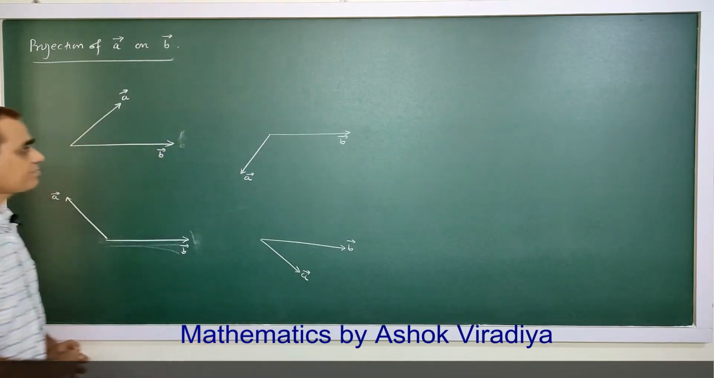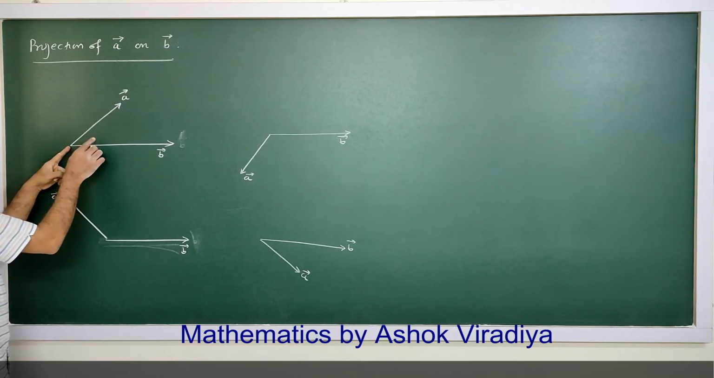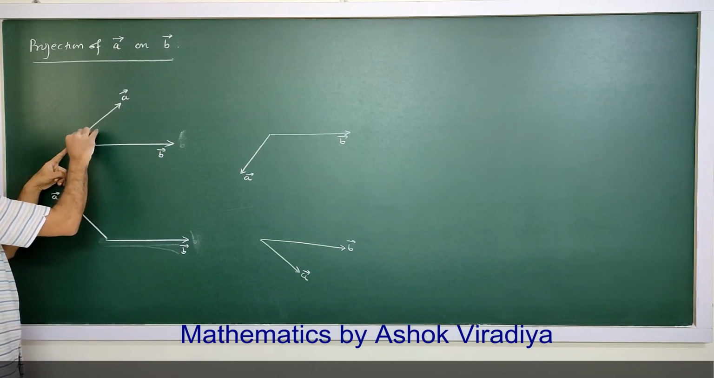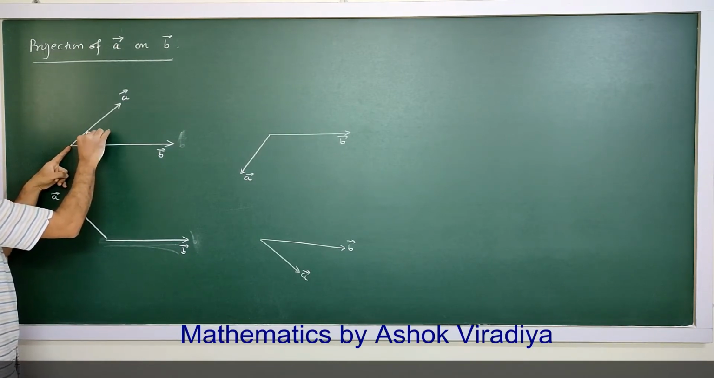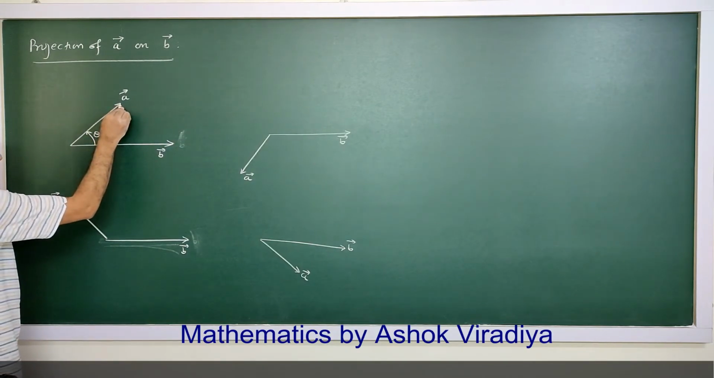Now see, projection of vector A on vector B: that means here this vector is making angle theta in the anti-clockwise direction. From this vector, take a perpendicular.